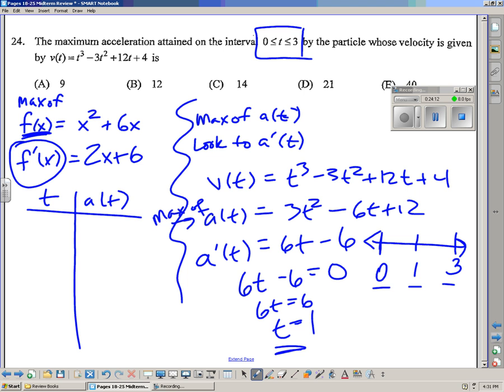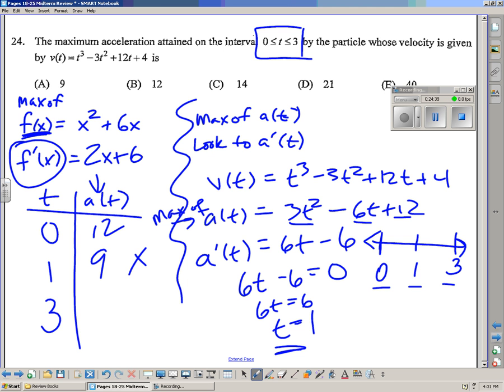I want to figure out where I have max acceleration. So now I'm going to go back. I want to plug my endpoints in, plug my critical points into the acceleration, and see which one is the biggest. So my t-value is 0. I'm plugging into acceleration. 3 times 0 squared is 0. 6 times 0 is 0. 12 is the acceleration. At 1, 3 times 1 squared is 3. Minus 6 is negative 3. Plus 12 is 9. That's not the max.